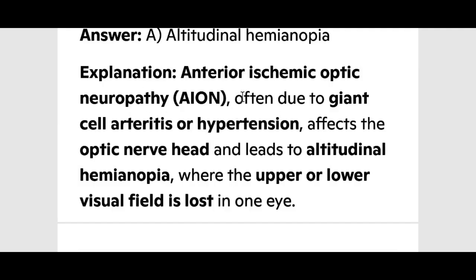Anterior ischemic optic neuropathy, often due to giant cell arteritis or hypertension, affects the optic nerve head and leads to altitudinal hemianopia, where the upper or lower visual field is lost in one eye.